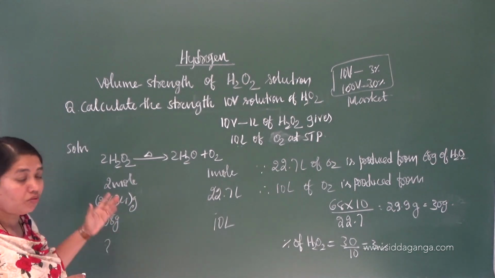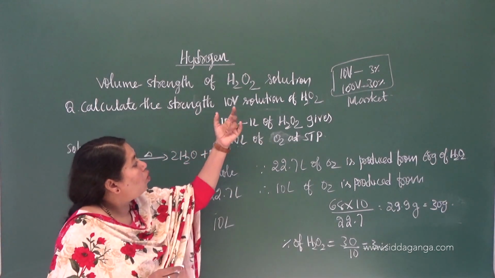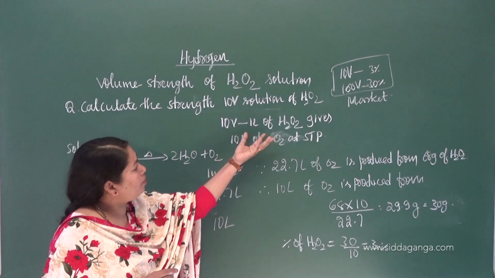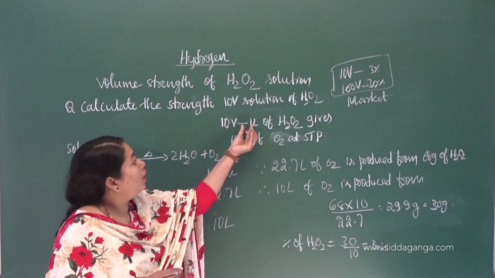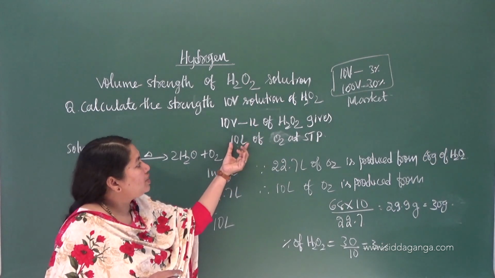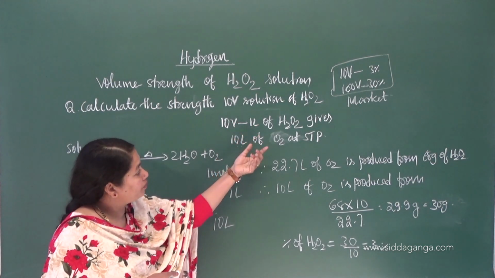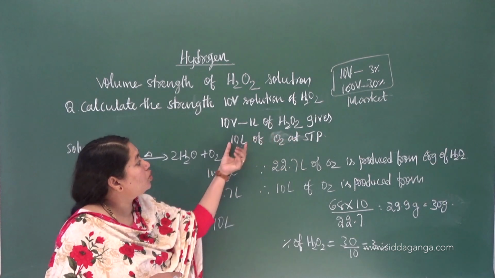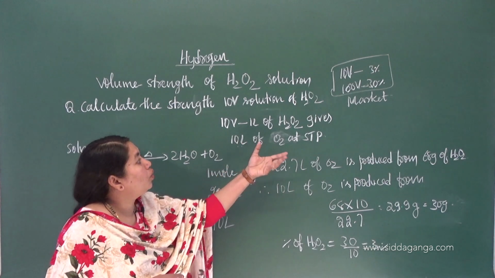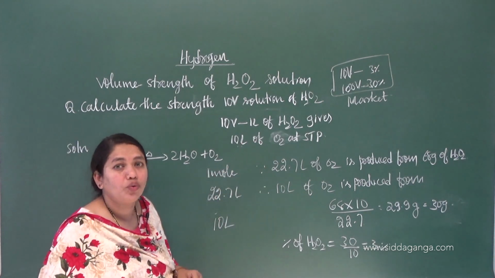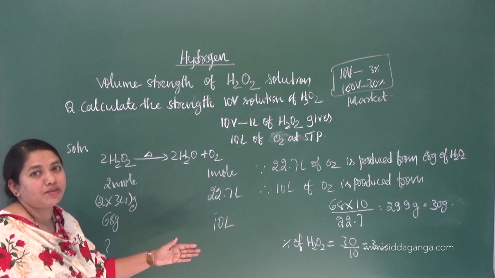Did you note it down? Very simple. First you should know the meaning of 10 volume: 1 liter of H2O2 gives 10 liters of oxygen at STP. If it is 100 volume, then 1 liter of H2O2 gives 100 liters of O2 at STP, like that you have to note down. Once you calculate the weight, you can express it in terms of percentage also.